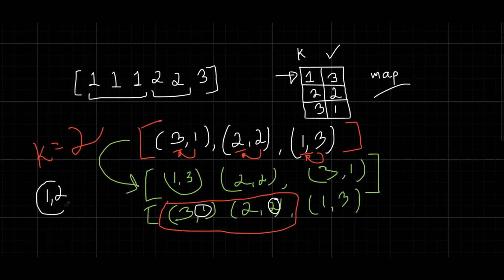That means for this problem, 1 and 2 appear the most times. Here, 1 appears 3 times and 2 appears 2 times. So here, as the value of k is 2, we have to return 1 and 2. I hope you understood the algorithm. Now let's move on to the code.